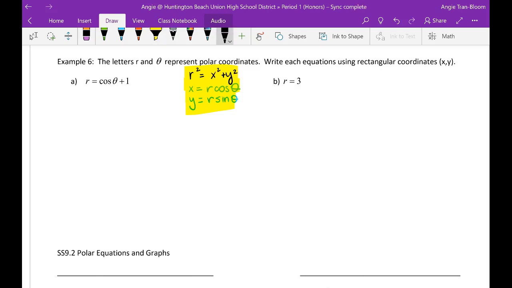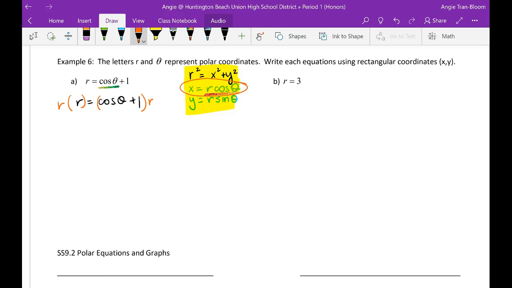All right, so here we go. A, r equals cosine of theta plus 1. Right now, I know what r cosine of theta is, but in your problem, it just gave me cosine of theta. So I'm going to rewrite my equation, and from here I would like to multiply both sides by r. Yes, you can do that. What you do to one side, you do to the other. The reason I want to multiply both sides by r is that way I can get to this.